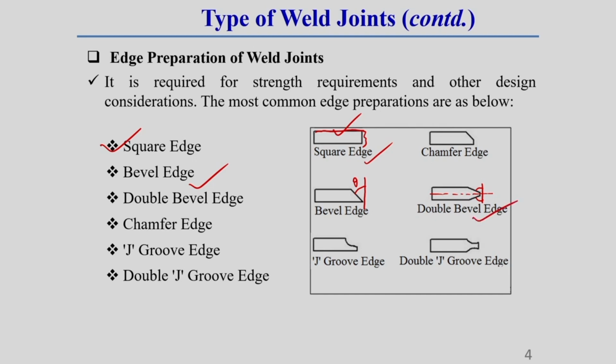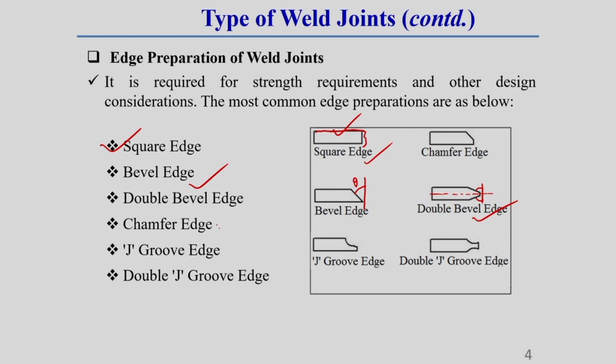This double bevel edge preparation we generally use once the plate thickness is on the higher side. Generally, once the plate thickness is more than 30 mm, we prefer to use double bevel edge preparation.